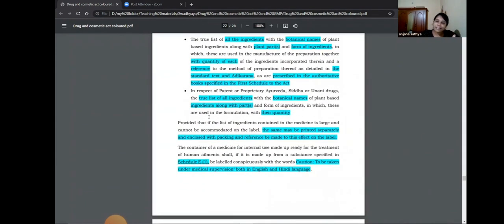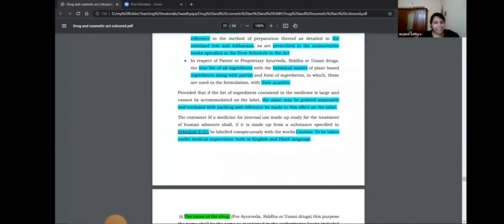If the medicine contains a lot of ingredients and it cannot be included in a label, then it should be printed separately and enclosed with the packing, and a reference to be made on the label itself. So on the label, you have to mention that ingredients or contents are enclosed in a separate envelope or separate page. Okay, so that has to be included in the packing itself.